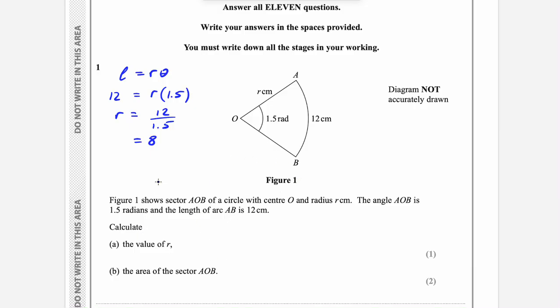And then this is part A; part B is the area of the sector. Well, the area is a half r squared theta, which is a half times 8 squared times 1.5. 64 divided by 2 is 32, and 32 times 1.5 is 48. Use your calculator if you want. Okay, that, guys, is an easy start.